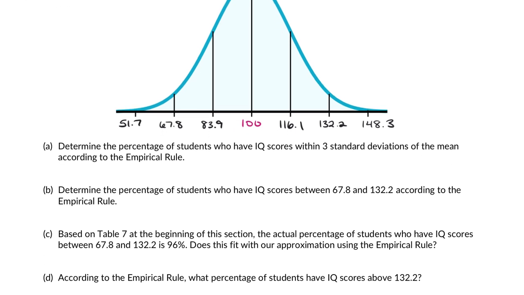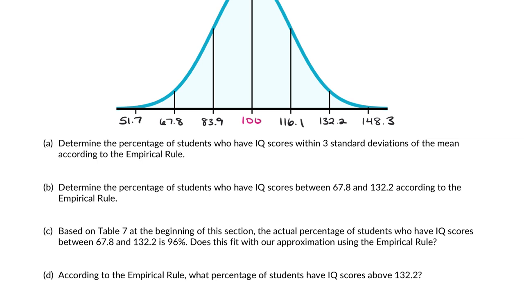Let's determine the percentage of students who have IQ scores within 3 standard deviations of the mean. If you are 3 standard deviations above or below the sample mean, then that means 99.7% of the data points will be there. So 99.7% of the students in University A will have IQ scores between 51.7 and 148.3.